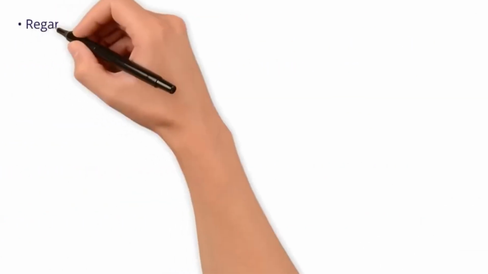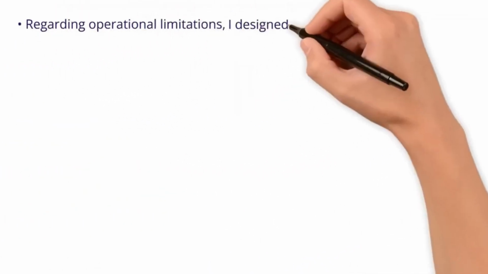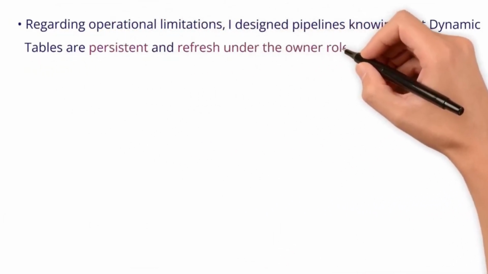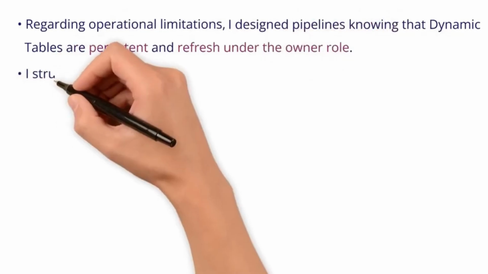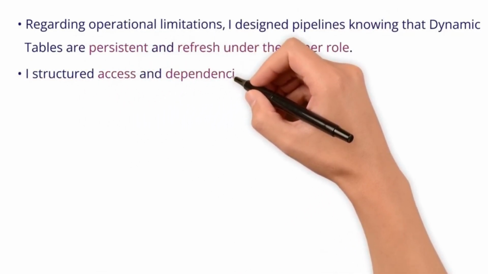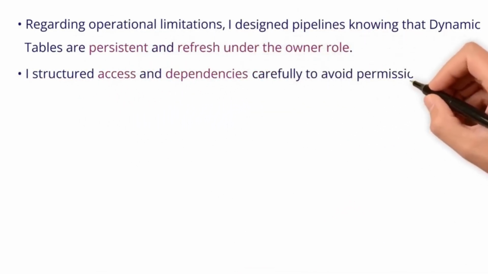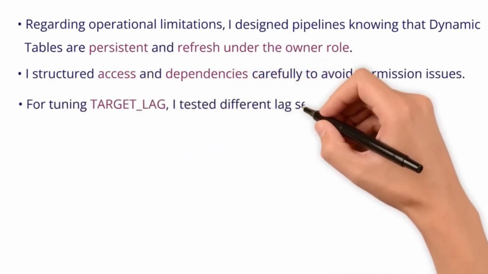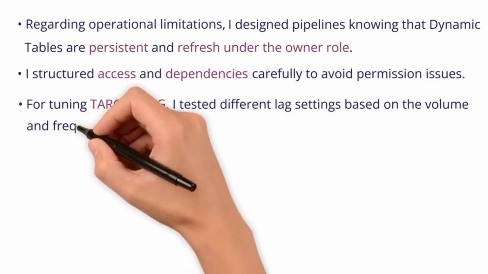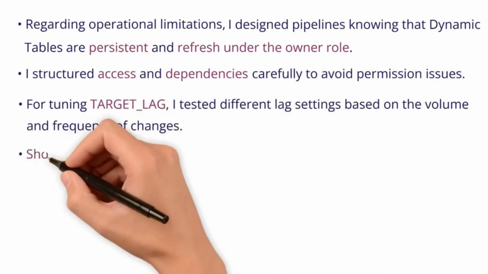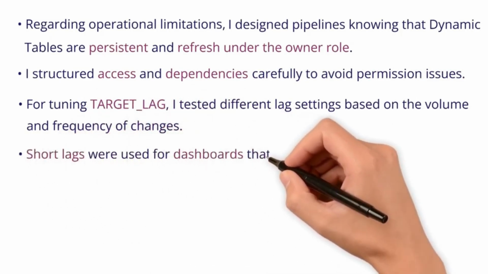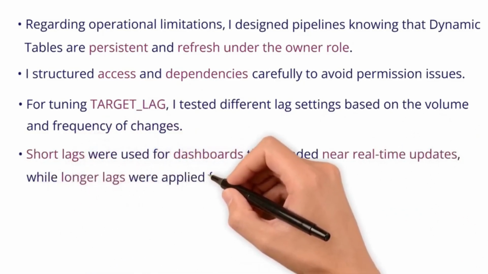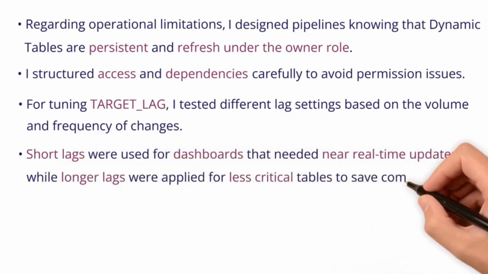Regarding operational limitations, I design pipelines knowing the dynamic tables are persistent and refresh under the owner role. I structured access and dependencies carefully to avoid permission issues. For tuning target lag, I tested different lag settings based on the volume and frequency of changes. Short lags were used for dashboards that needed near real-time updates, while longer lags were applied for less critical tables to save compute.